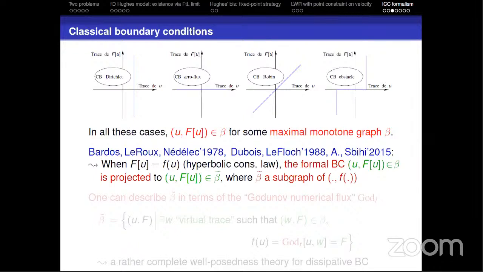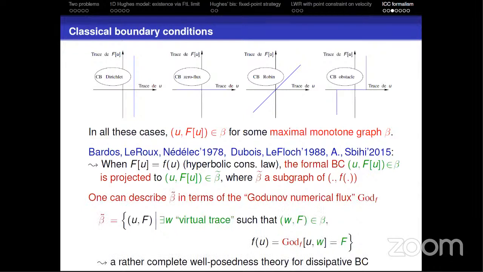Okay? And moreover, you can describe this beta tilde in terms of the Godunov numerical flux, which is an explicit function of two variables, by saying that a couple belongs to this real graph if there exists a kind of virtual trace, such that the couple with a virtual trace and the same value of F is in beta, and you have this relation, which then leads you to a rather complete well-posedness theory for boundary conditions given by maximal monotone graphs.